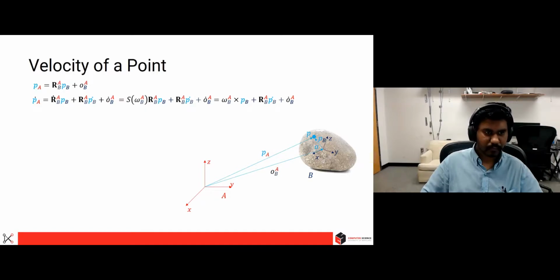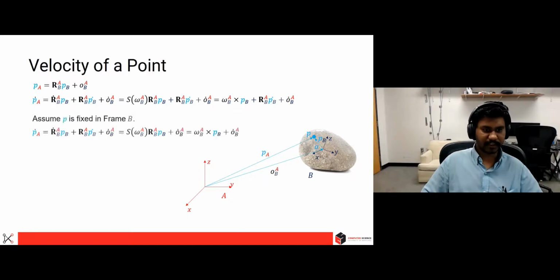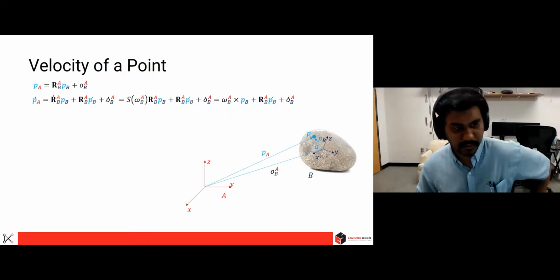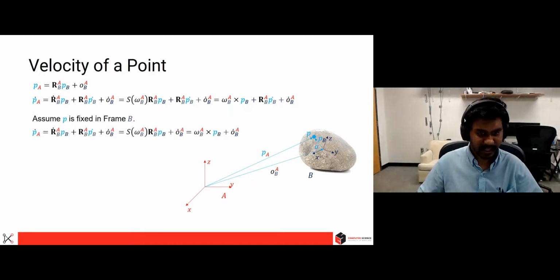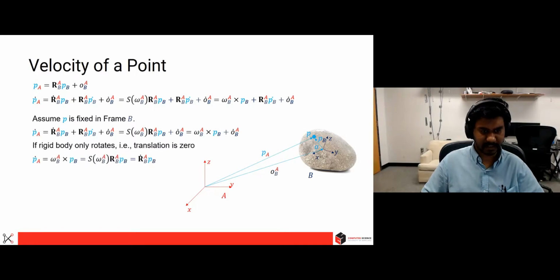Converting R dot into skew symmetric times rotation matrix, and converting skew symmetric into a cross product, we get this equation. So just pause the video for a minute and look at the equation. It's fairly obvious. Now assume that the point P is fixed in frame B, which means that the rotation component into P dot becomes 0, and that is shown in this equation here. Now if the rigid body only rotates, that is the translation is 0, the O dot value will be 0 and the final answer will be something like this.